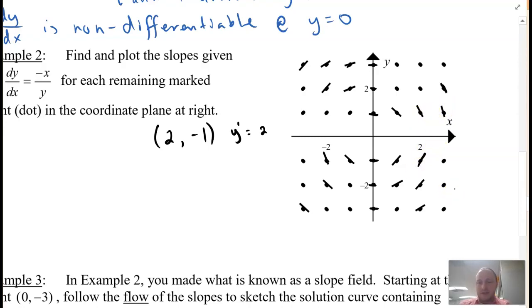I'll go ahead and do another one. So what about negative 2, positive 1? Well, y prime would be negative of negative 2, so positive 2 divided by 1, which again would be 2. So something like this, up 2 over 1, and you can imagine extending a line.